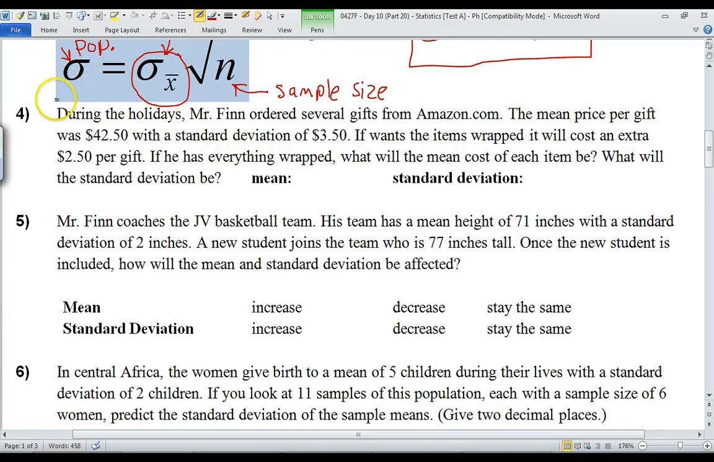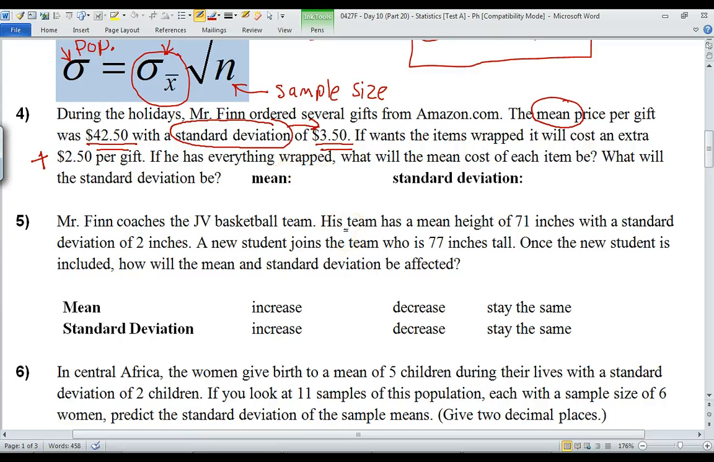All right. During the holidays, Mr. Finn ordered several gifts from Amazon.com. The mean price per gift was $42.50 with a standard deviation of $3.50. If he wants items wrapped, it's going to cost an extra $2.50 per gift. If he has everything wrapped, what will be the mean cost of each item? What will the standard deviation be?